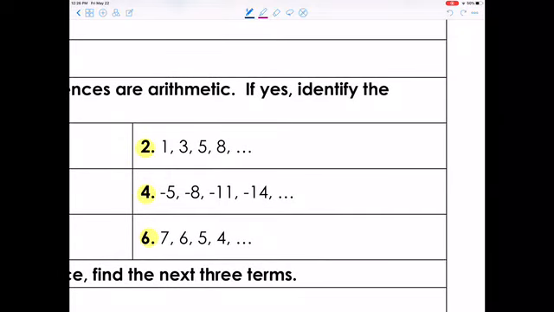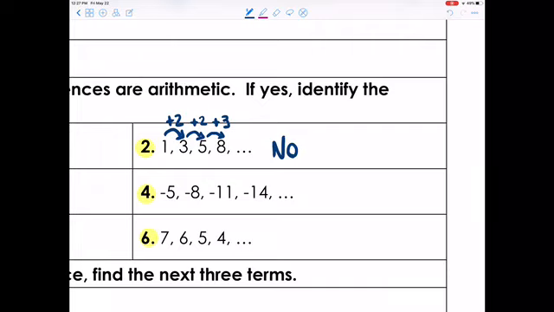When we're looking at these sequences, in order for it to be arithmetic, we need to add or subtract the same amount from each term. So to get from 1 to 3, I added 2. From 3 to 5, I added 2. But from 5 to 8, we added 3. So this is not an arithmetic sequence because that common difference changes between the third and fourth terms.